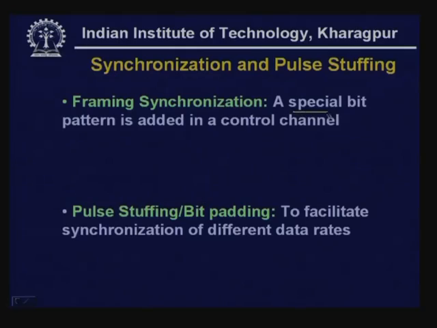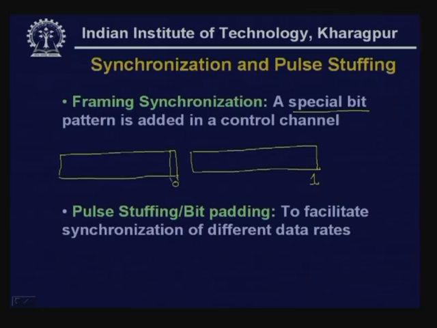However, whenever we are doing the framing, some additional bits are necessary for synchronization. Usually, per frame one bit is used for the purpose of synchronization. So, a special bit or bit pattern is added in a control channel. For example, at the beginning of each frame a 1 is added, then at the beginning of the next frame a 0 is added. In this way, alternately 1s and 0s are added, and these bits are used for synchronizing a frame.